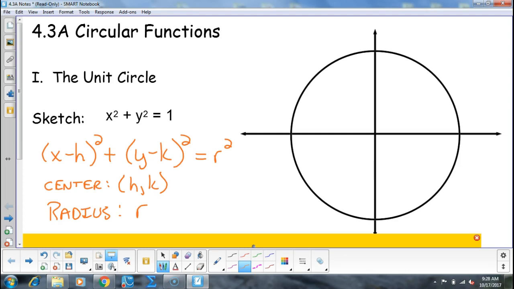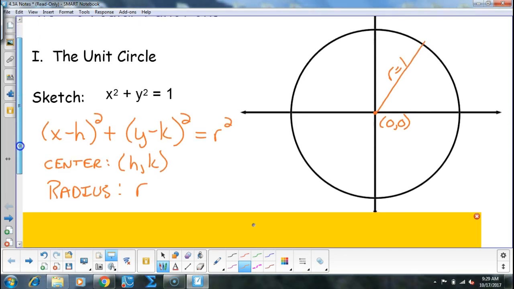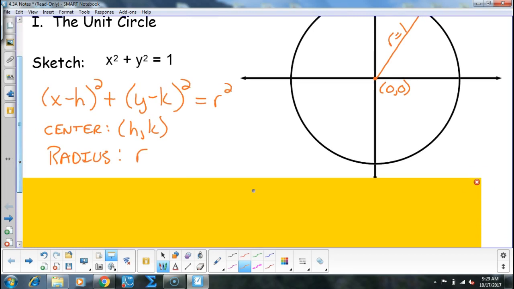Okay, so I want you to draw me a circle with center at the origin and a radius of 1. So you can draw any circle, and then just your radius is 1, and your center is at the origin. Okay? All right? So now what we're going to talk about is some t values.